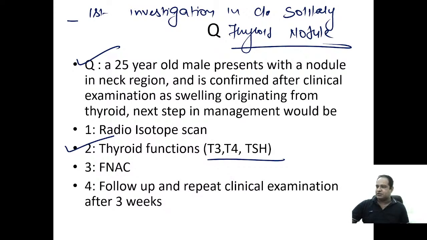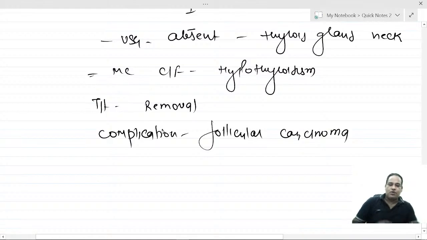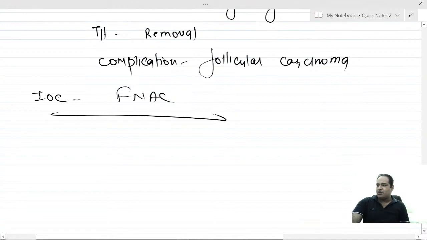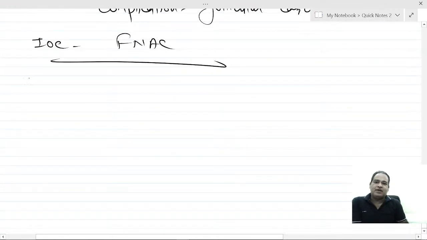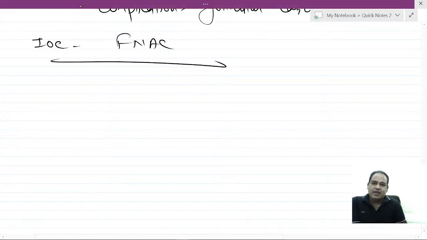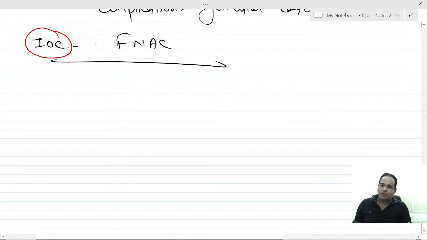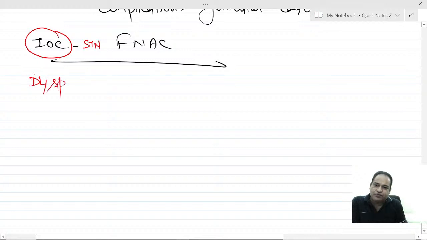If they ask you what is the investigation of choice, that has to be fine needle aspiration cytology. Now let's see if any one of you wants to differ. What is the investigation of choice in solitary thyroid nodule? It is FNAC.